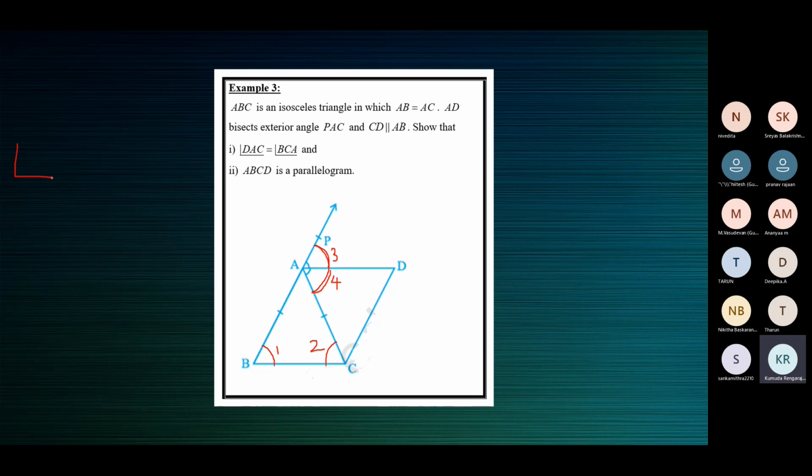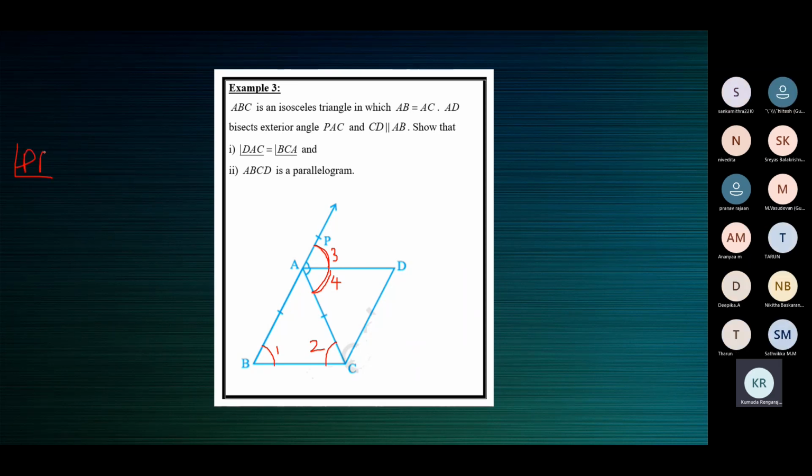The exterior angle is angle PAC. Angle PAC is equal to angle B plus angle C, that is angle 1 plus angle 2, by the exterior angle property. Now, this exterior angle is angle 3 and 4 together. Angle 3 and 4 together is the exterior angle, which is equal to the sum of the two interior opposite angles 1 and 2.